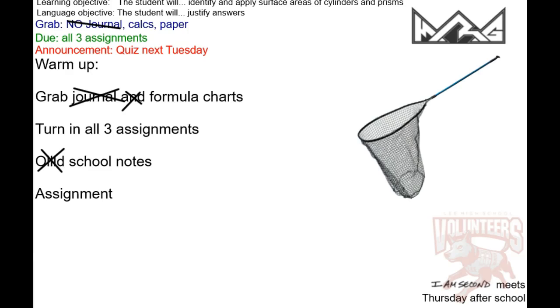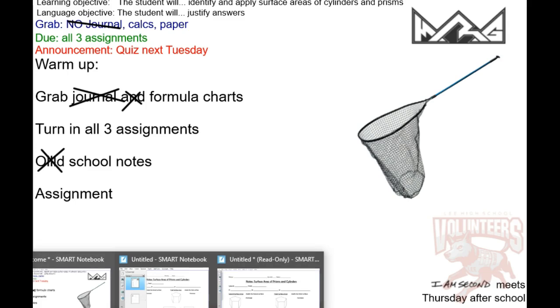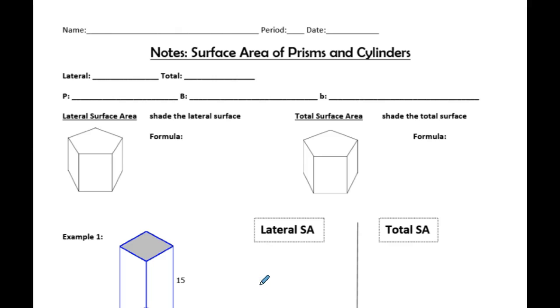So, welcome back. Today we are going to be talking about surface area of cylinders and prisms. Now, what do you think surface area means? The area on the surface.